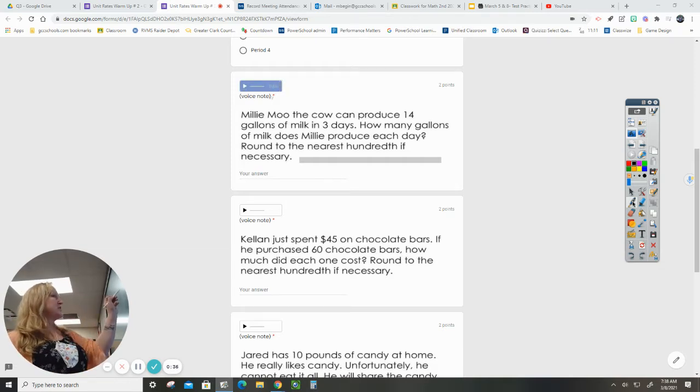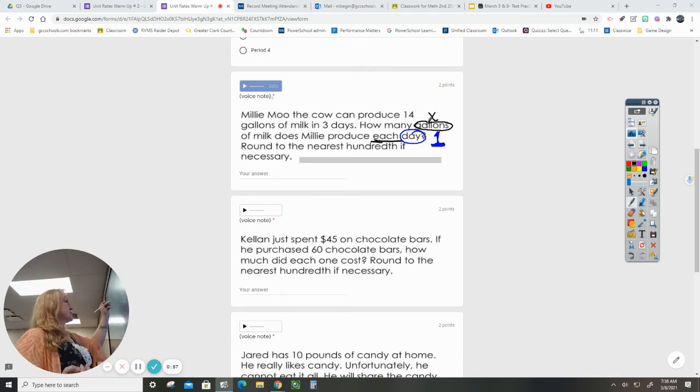Okay, so when it says each, that means 1. What we don't know is gallons, so gallons is unknown. Let me try to change colors so that you can see. So 1 is day and gallons is X. So gallons over days.